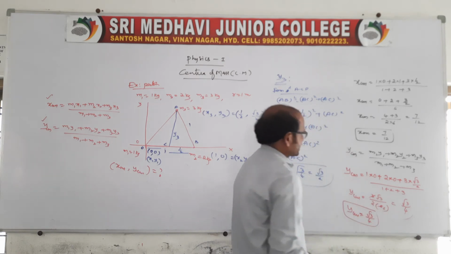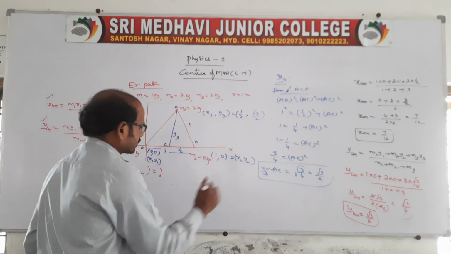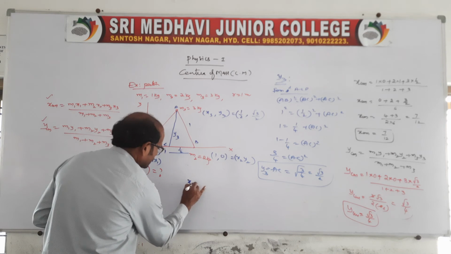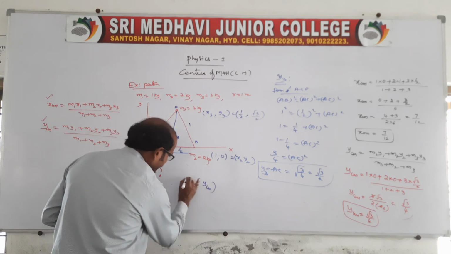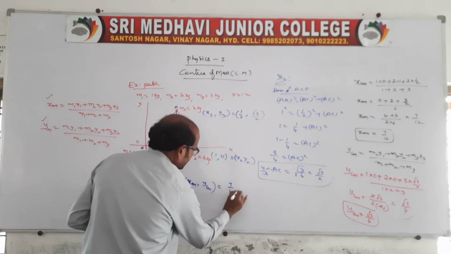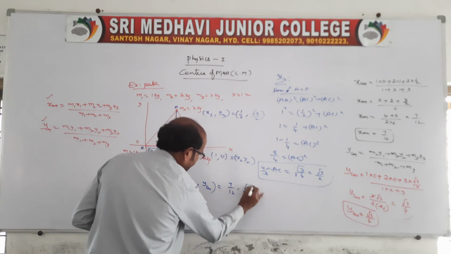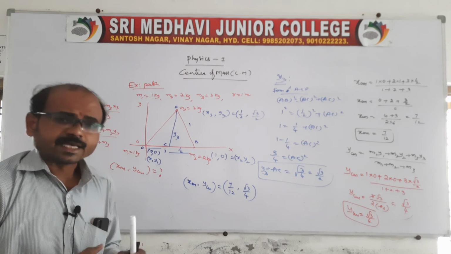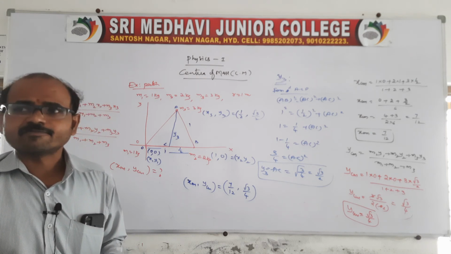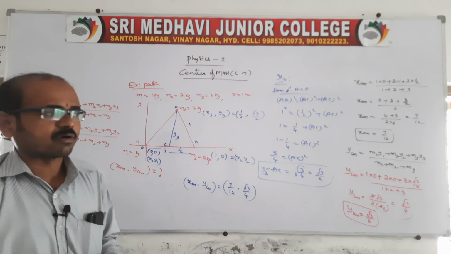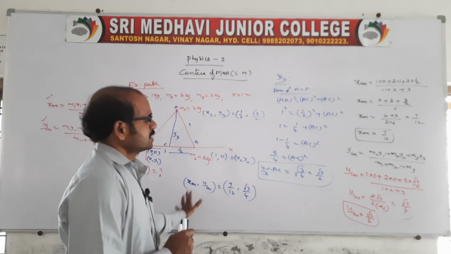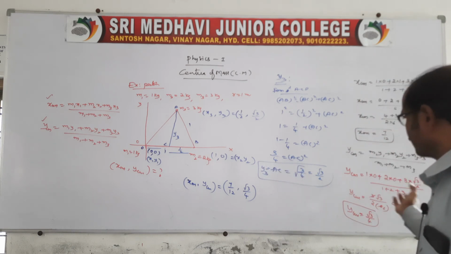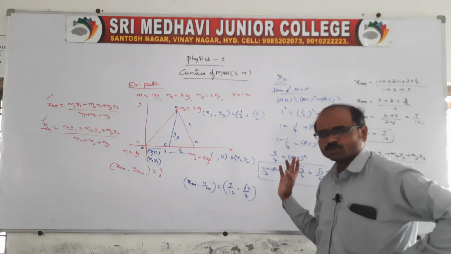So now we know XCM. Therefore the final conclusion we can take like this: XCM comma YCM is equal to 7 by 12 comma root 3 by 4. So this is for the case of three particles of masses located at the three corners of an equilateral triangle like this, where the position of the center of mass will be XCM comma YCM.